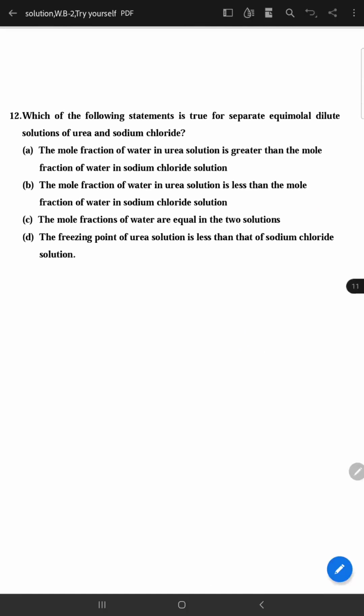Next we will move on to question number 12. Read that: which of the following statements is true for separate equimolal dilute solutions of urea and sodium chloride? So what is the meaning of equimolal? Say for example, I will take urea solution, because they are talking about urea solutions, and then sodium chloride solution also.